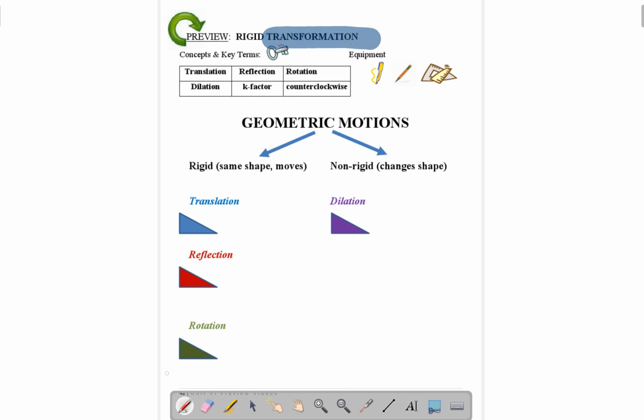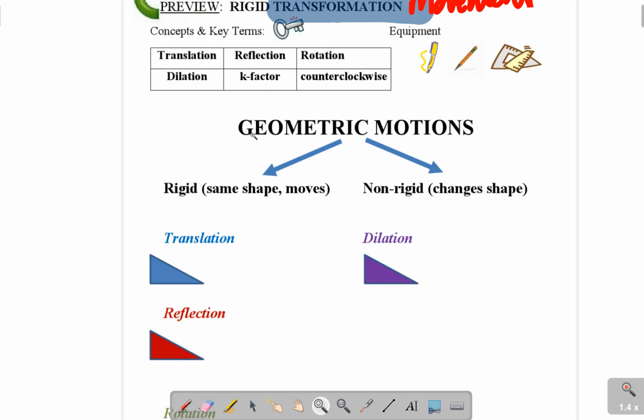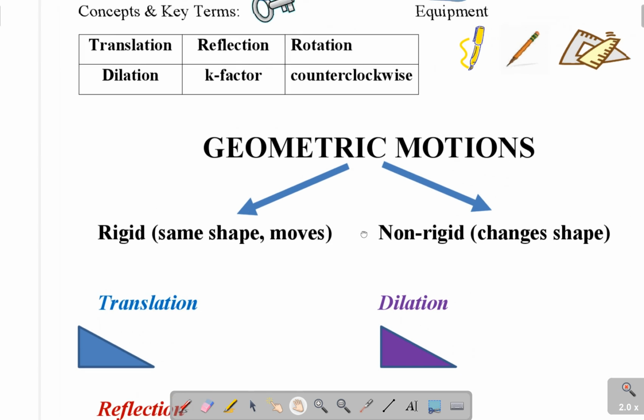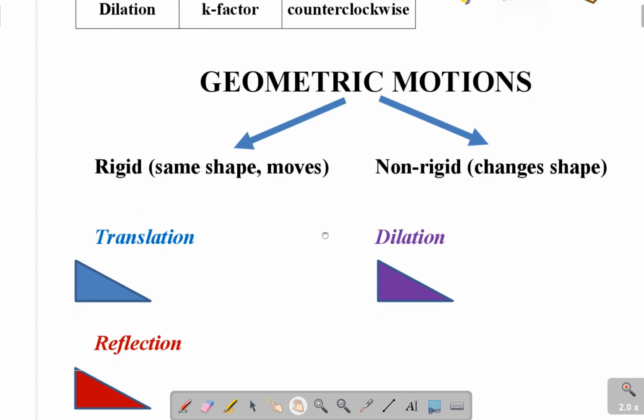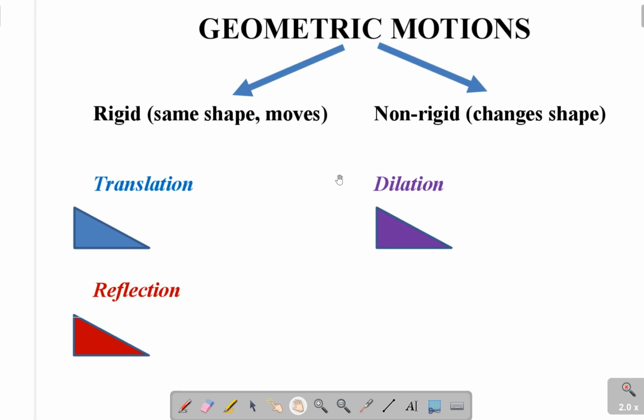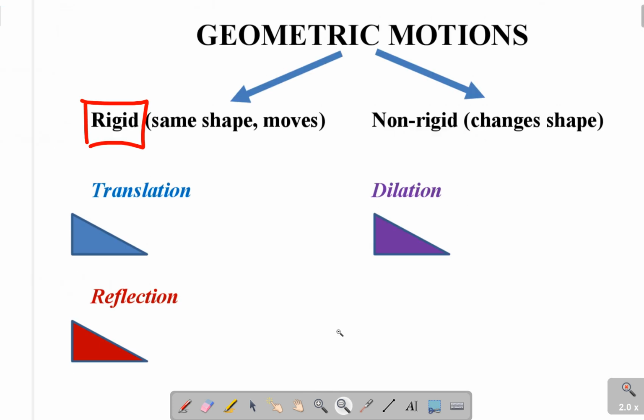Transformations happen when you have movement on a coordinate plane. So a transformation is called movement on a coordinate plane. Your key vocabulary here, something called translation, reflection, rotation. You've seen all of these before. Dilation, K factor, and counterclockwise. There's 2 types of motions on a coordinate plane. Rigid, which means it stays the same shape but moves around. Non-rigid, it actually changes shape, specifically size.